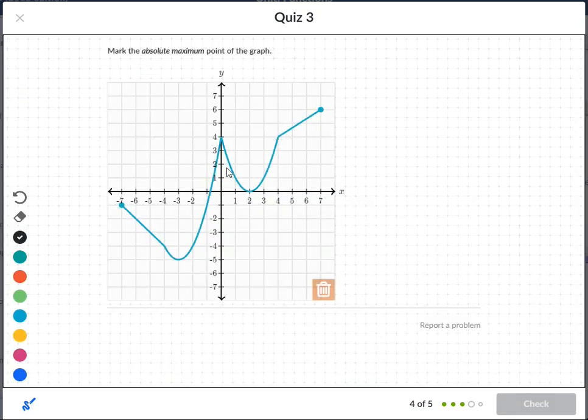Want to mark the absolute maximum. So what is the highest point? You might think this is the highest point, but don't be fooled. The highest point is right there. So it can actually be an endpoint.